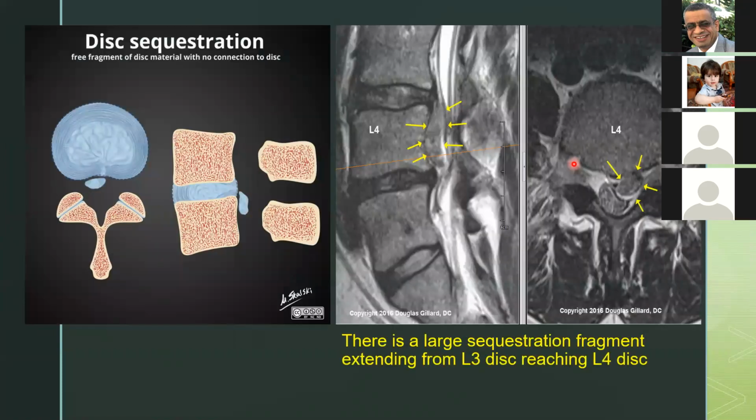Disc sequestration is a subtype of extrusion. There is a free fragment of disc material with no connection to the disc. In this image, there is a large sequestration fragment extending from L3, reaching the disc of L4.